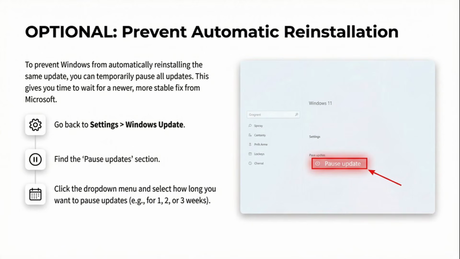To prevent Windows from automatically reinstalling the same update, you can pause all updates temporarily. Go to Settings, Windows, Update, find Pause Updates, and select the duration you prefer.